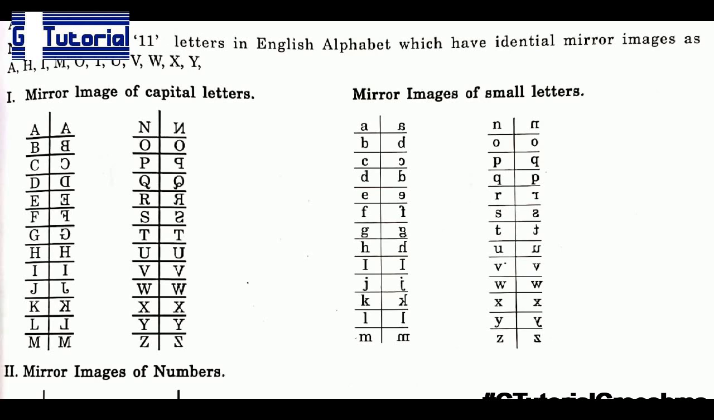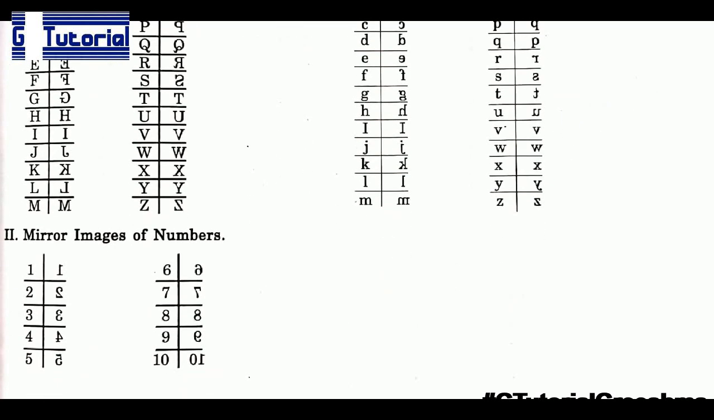Next is the mirror image of small letters. The mirror image of small letters will appear like this. That is, whatever is on the right side will appear on the left, and whatever is on the left will appear on the right. If you visualize this, the problems from this will be very easy. Visualization is very important in this kind of problem. You just need to think: whatever is on the right will appear as left, and whatever is on the left will appear as right. Next is the mirror image of numbers.